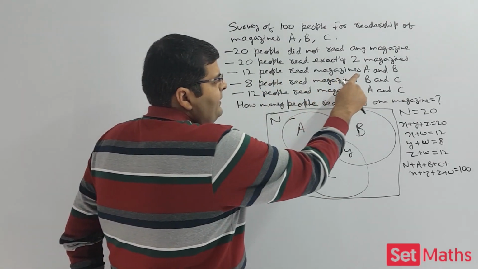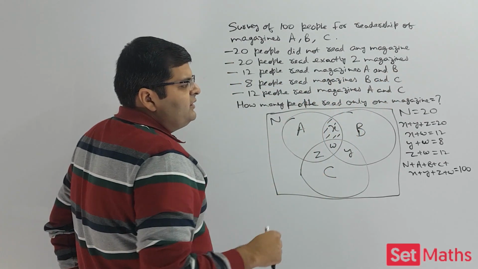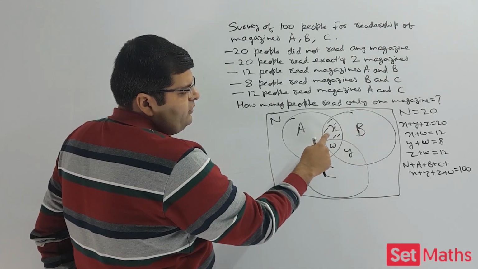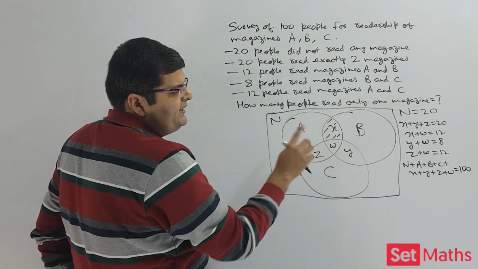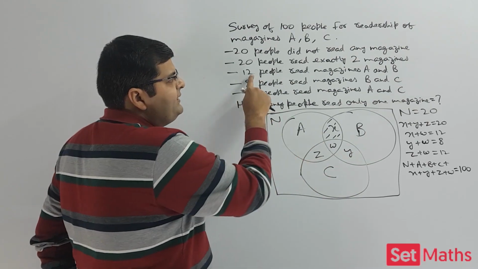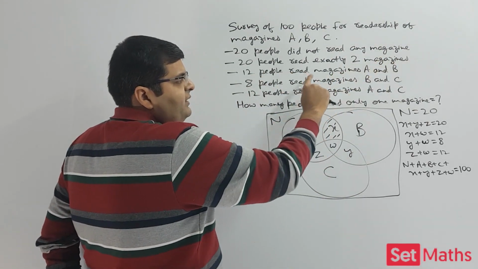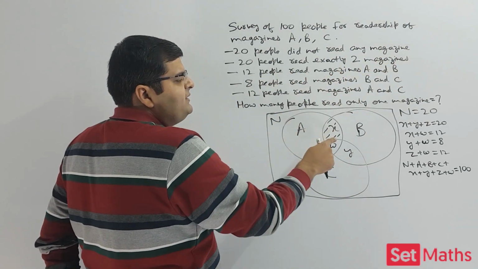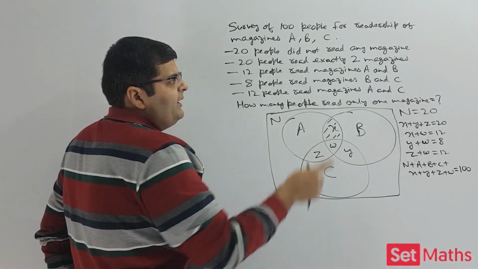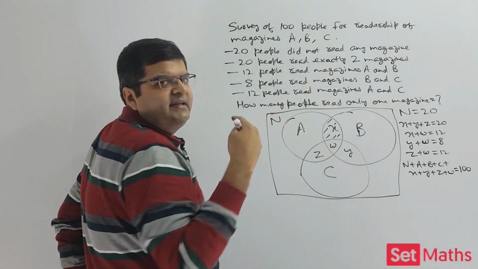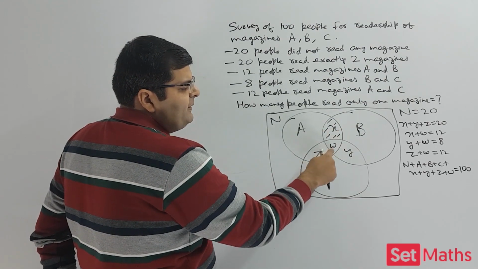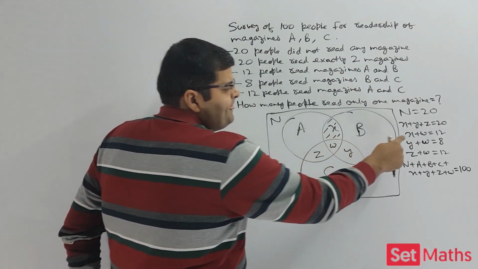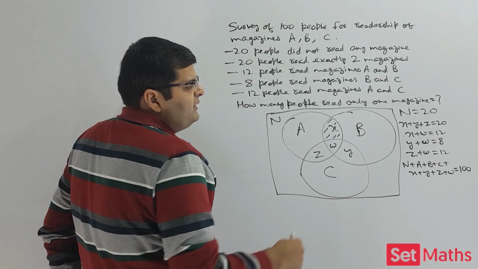12 people read magazines A and B. Looking at the diagram, X plus W are the people reading A and B. Keep in mind it doesn't say only A and B. If it were only A and B, then X would have been 12. But it says 12 people read magazines A and B, so X plus W is 12.